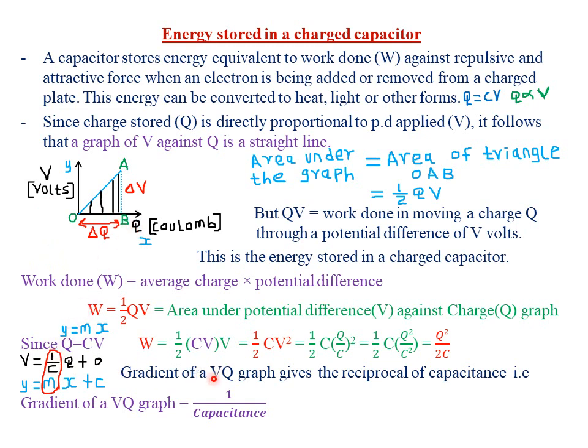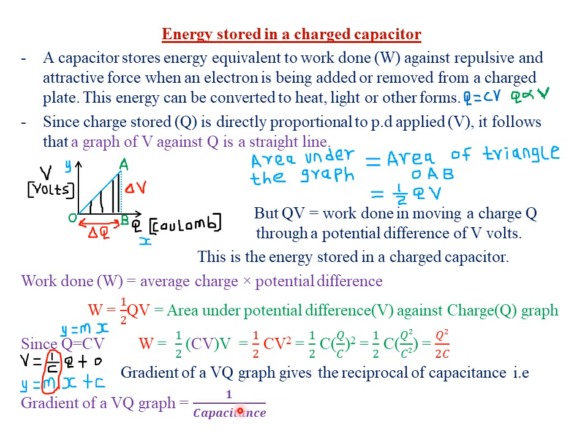Therefore, the gradient of a VQ graph will always give you the reciprocal of the capacitance, as you can clearly see here. M is rhyming with the reciprocal of capacitance, which is actually 1 over C is m. And from mathematics, we did say that m will always represent the gradient of that particular graph. Therefore, the gradient of a VQ graph will always give you the reciprocal of the capacitance.